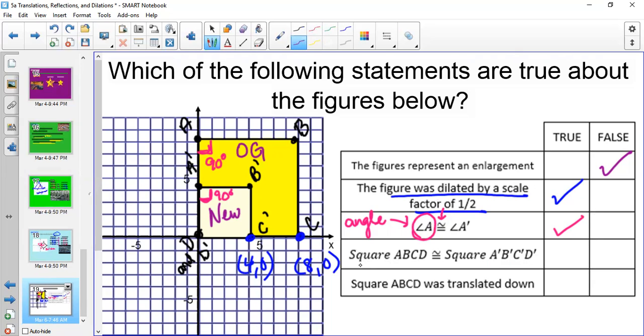But the next question says, are the squares congruent? Again, congruent means same size, same shape. They are not the same size, so that's false. And last one, it says square ABCD was translated. Well, we have to know what translated means. That means it was slid down. Was the shape slid? Answer is no. It wasn't slid, it was dilated.